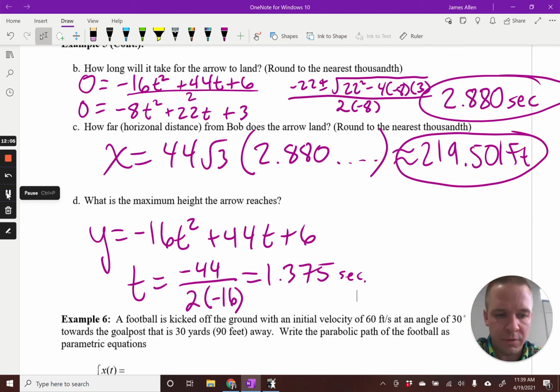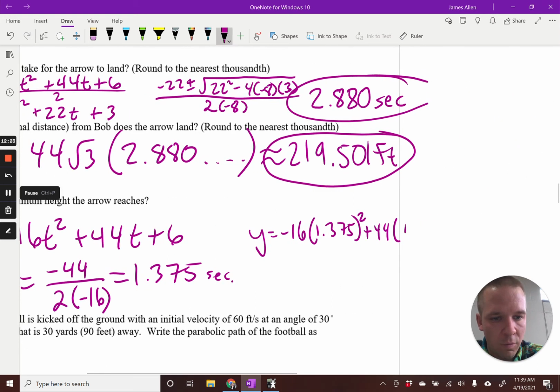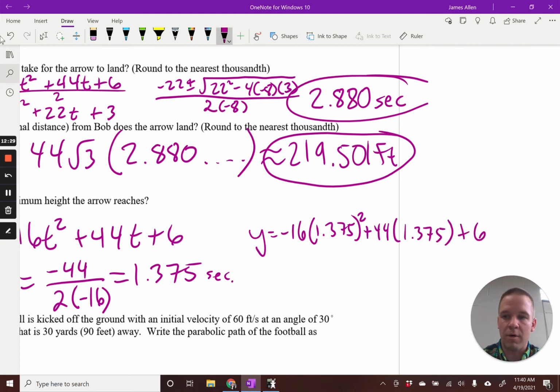So what do I need to do to figure out the maximum height? I got to plug it back in. So we're going to go ahead and do that in our calculator. We would have negative 16 and then 1.375 squared plus 44 times 1.375 plus 6. So we're going to plug that all into our TI-84.